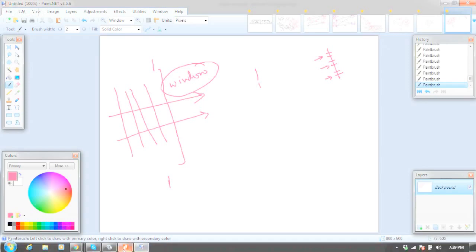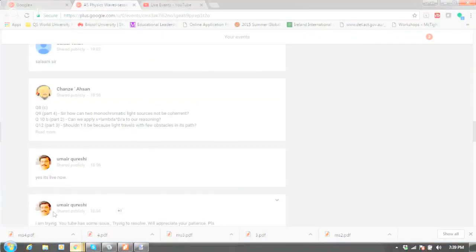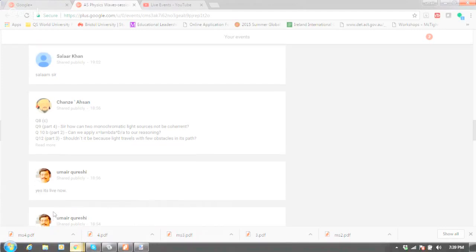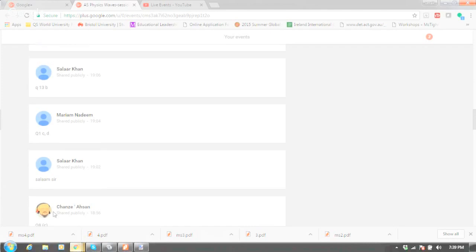Same is with interference. In interference, normally either the distances S1 S2 are very large, or the slit size in front is very big. So sizes need to be compatible so that you can actually see this pattern. Shouldn't it be because light travels with you? No, that is not the reason, I have put the reason in front of you.